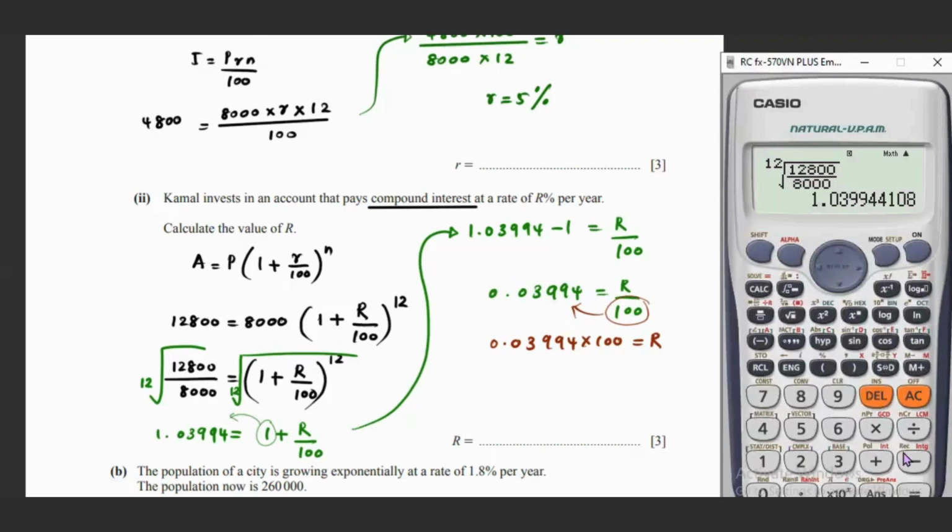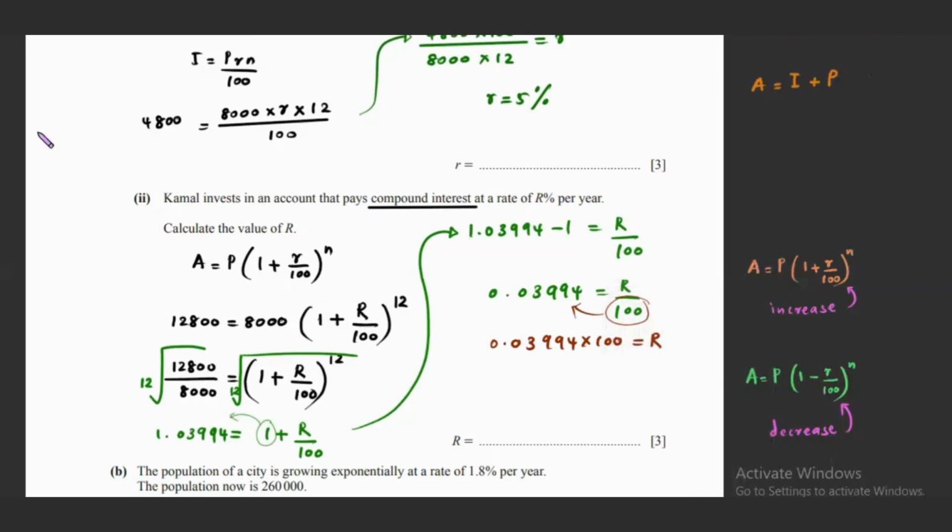So from this amount, I need to deduct 1. Once I deduct 1, I need to times this amount by 100. So when I do that, I get 3.994, or I can write it as 3.9999%. So I can just move the decimal point if required.